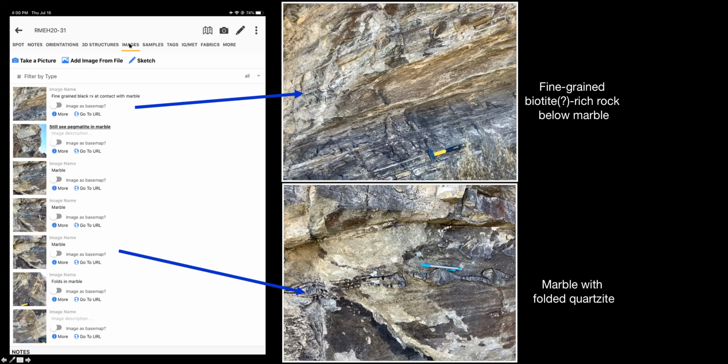So now looking at the images tab. You can see how you can take as many field photos as you want to connect with that spot. You have an image name as well as an image description that you can fill in for all of these different pictures. So it's a nice way to document what you're seeing at that outcrop.